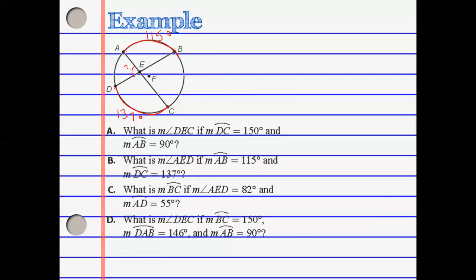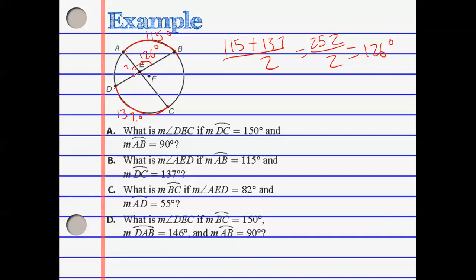With this information, I can solve for angle E right here. So let's go ahead and do that. We're going to take 115 plus 137 and divide that by 2. So 115 plus 137 is going to equal 252. I'm going to take 252 and divide that by 2, and that's going to give me 126 degrees. So I know that this angle is 126 degrees.